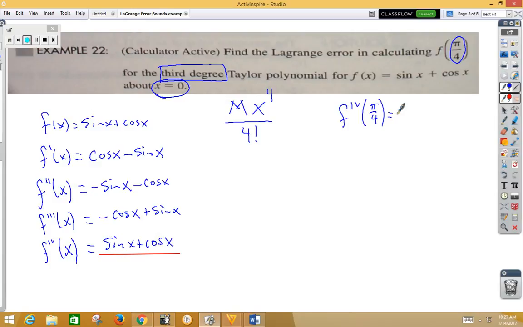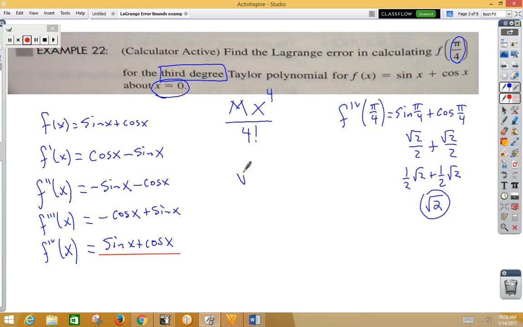So we have sine of pi fourths plus cosine of pi fourths, which would be root 2 over 2 plus root 2 over 2. And for those of us that really don't like fractions, think of that as 1/2 root 2 plus 1/2 root 2, which is simply root 2. So root 2 is our value for m.